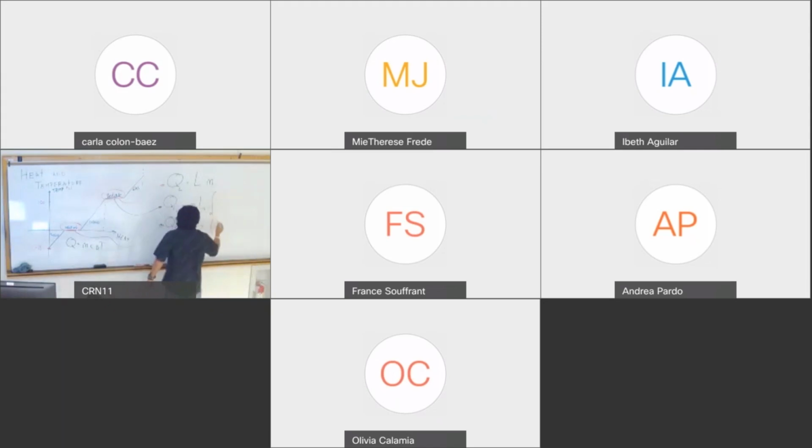Let's put the keywords here. Fusion is like saying melting, and vaporization, well, that's more obvious, right? It is boiling. I'm going to leave it like that, guys.